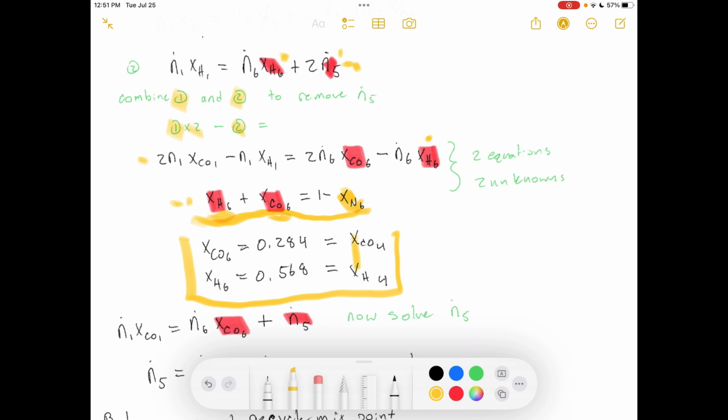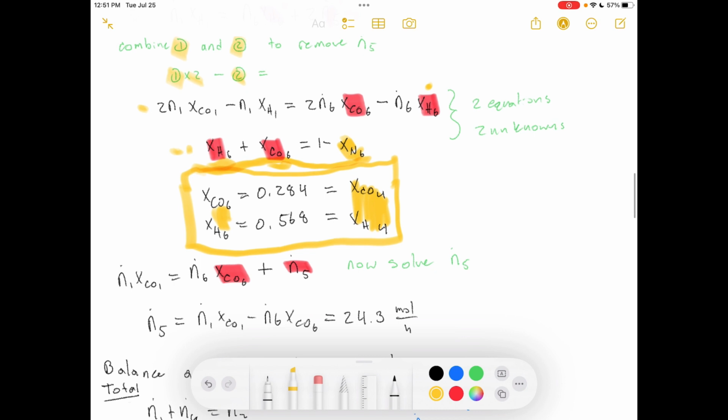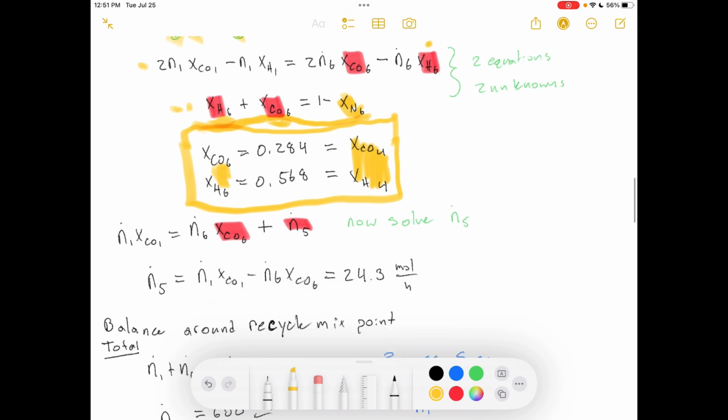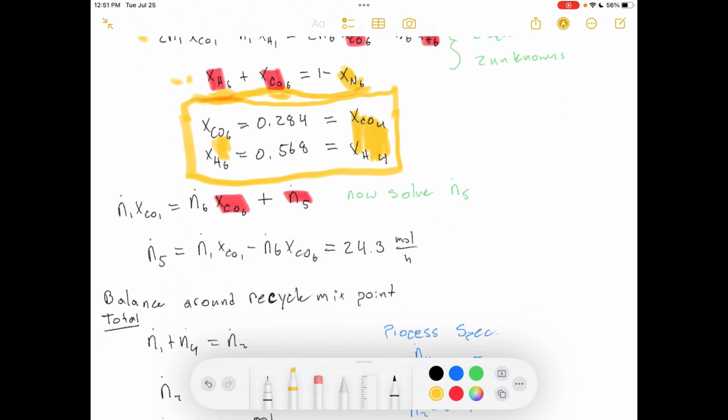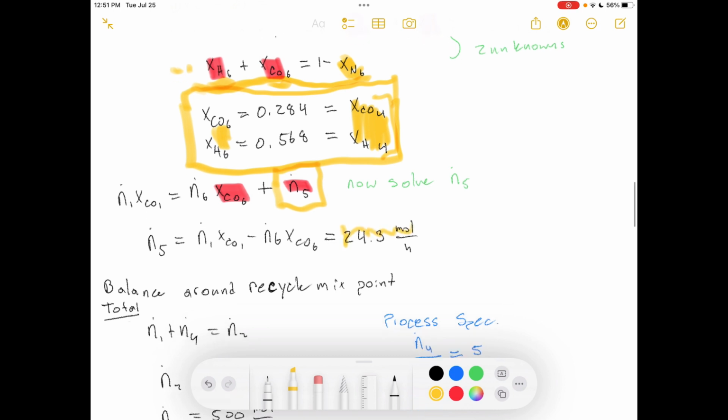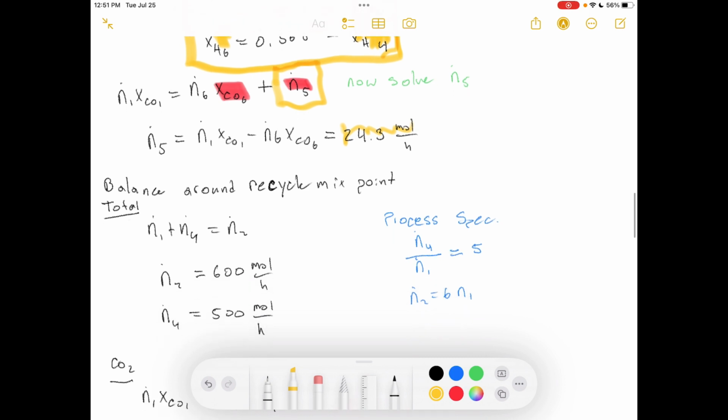And then the same thing holds true. If we know 6, we know 4 because they're the same stream, they're going to have the same mole fractions, just different flow rates, right? Now that we know both of these unknowns, we can go back to one of our previous equations and solve for what N5 is. There we go, that's N5. We're starting to fill in a lot of the blanks here.